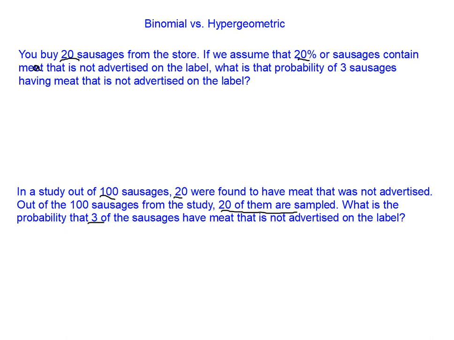In this case, we're sampling from 100 sausages. We know that there are 20 successes and 80 failures. So this is an example of a hypergeometric distribution. We're going to choose some successes. We're going to choose 3 from 20. And then, because we sampled 20 in total, we need to sample another 17.